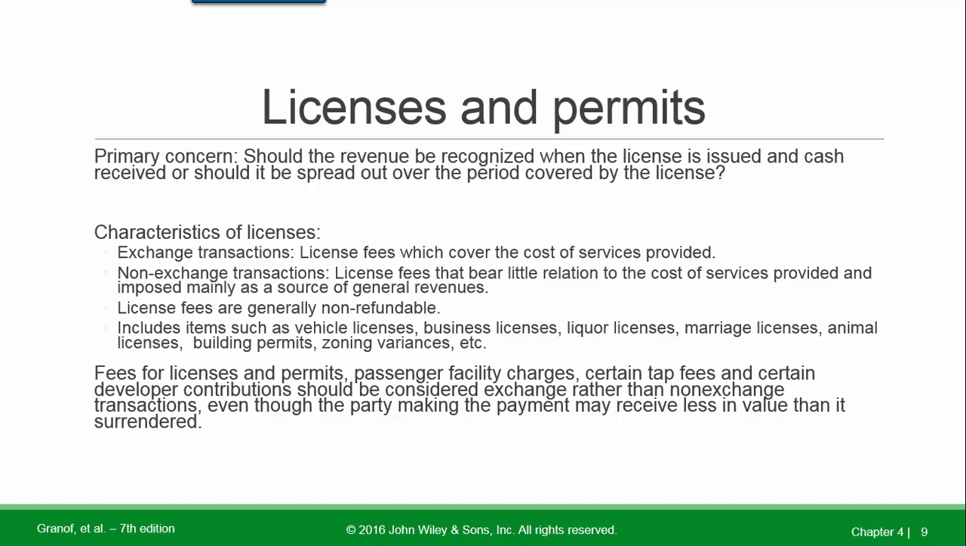Licenses and permits. Primary concern: should the revenue be recognized when the license is issued and cash received, or should it be spread out over the period covered by the license? Characteristics of license exchange transactions: license fees which cover the cost of services provided. Non-exchange: license fees that bear little relation to the cost of services provided and are imposed mainly as a source of general revenues. License fees are generally non-refundable. These include items such as vehicle licenses, business licenses, liquor, marriage, animal licenses, building permits, zoning variances, etc.